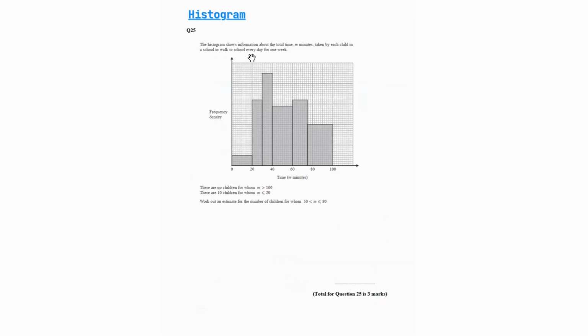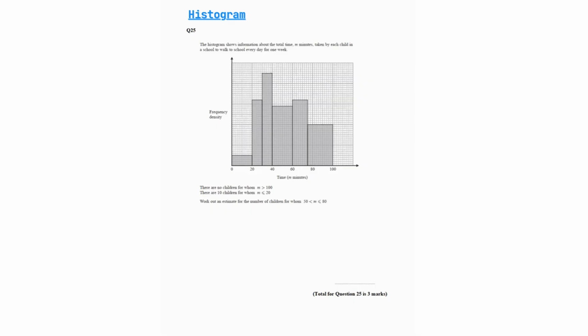Then it says the histogram shows information about the total time, m minutes, taken by each child in a school to walk to school every day for 1 week. So in a histogram, as you would know, we have the frequency density on the y-axis and the class intervals on the x-axis. Be very careful about this, even when they haven't given us the histogram and they're asking you to make it. You have to find the frequency density first.